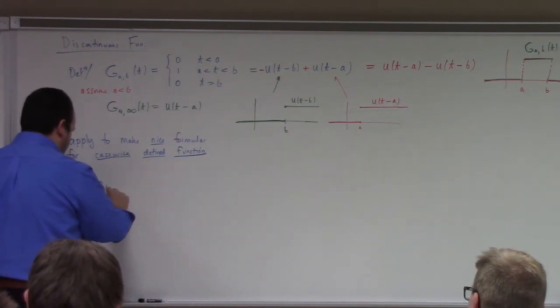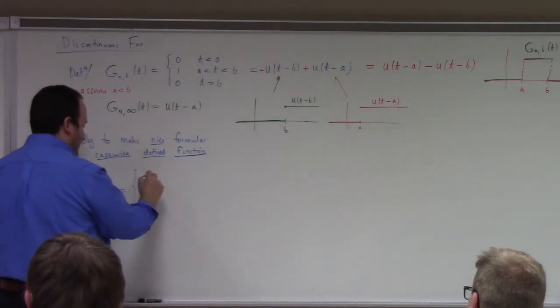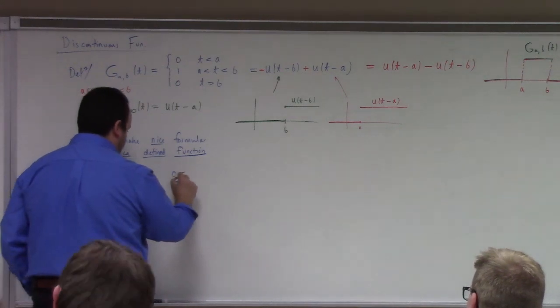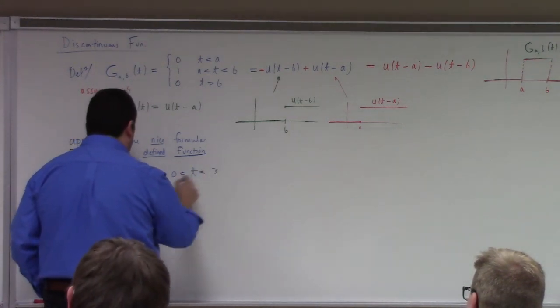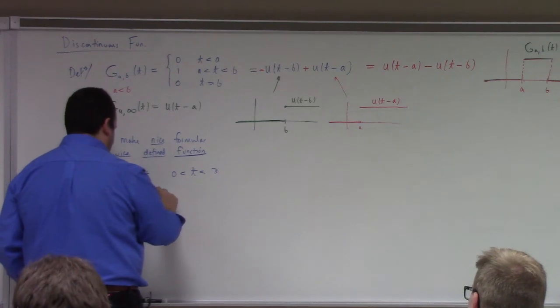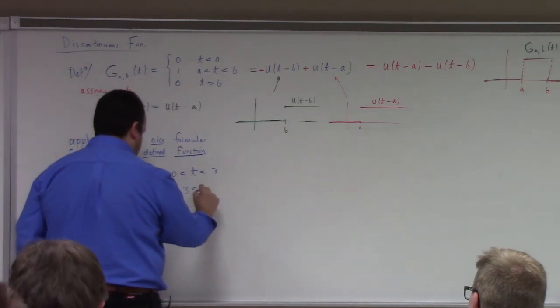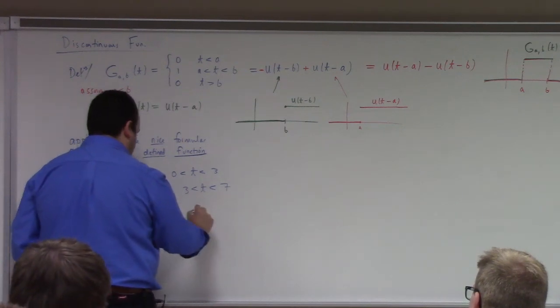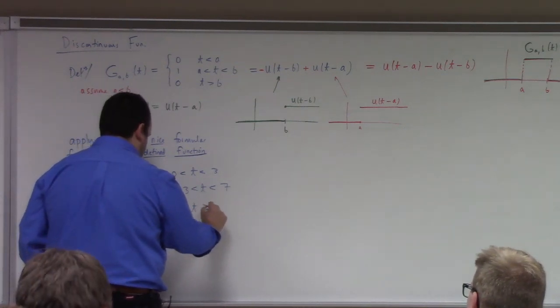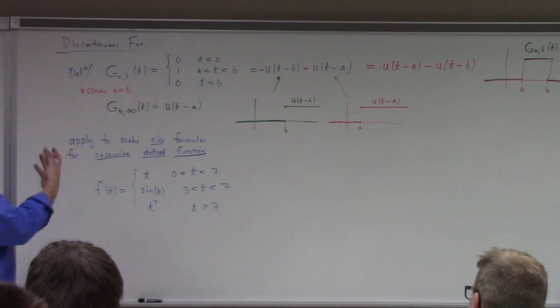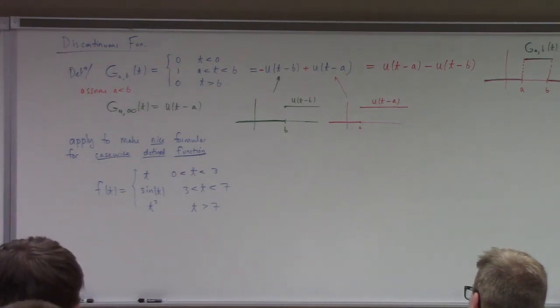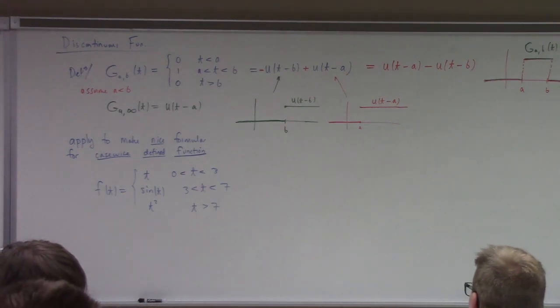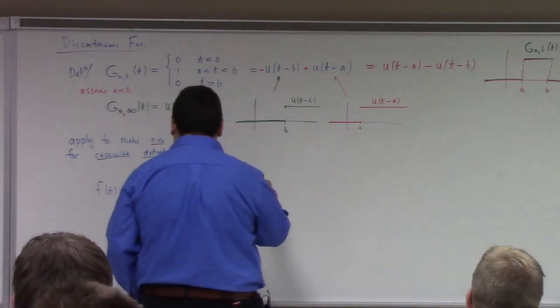Anyway, case-wise defined function. So here it is. If we have f of t, let's say it's t for 0 less than t less than 3, and then sine of t for 3 less than t less than 7, and then t squared for t greater than 7. Well, this is a case-wise defined function, right? Three cases.